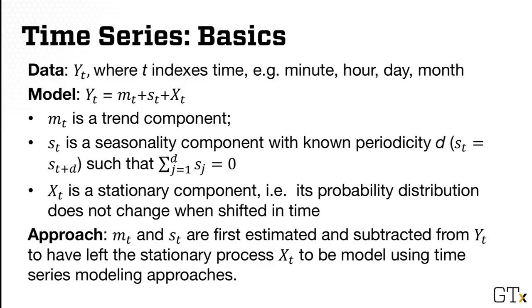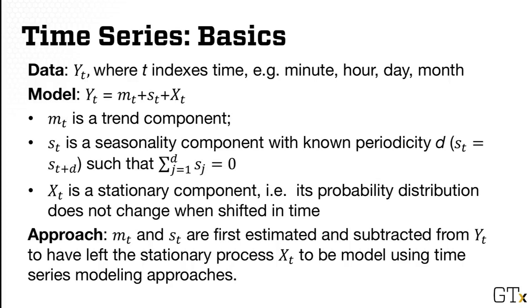In order to account for trend and seasonality or periodicity, we decompose the time series into three components, m_t, s_t, and x_t, where m_t is the trend, s_t is the seasonality, and x_t is the time process after accounting for trend and seasonality. X_t is often assumed to be a stationary component.